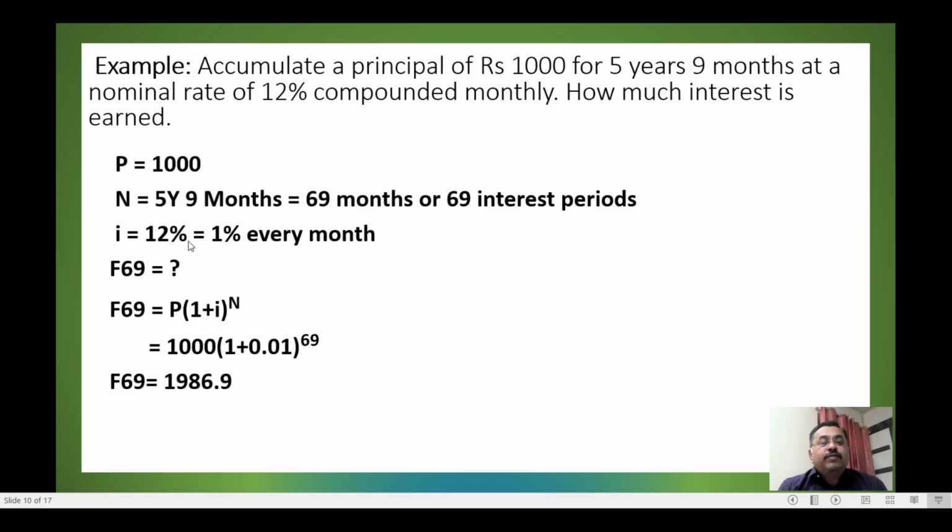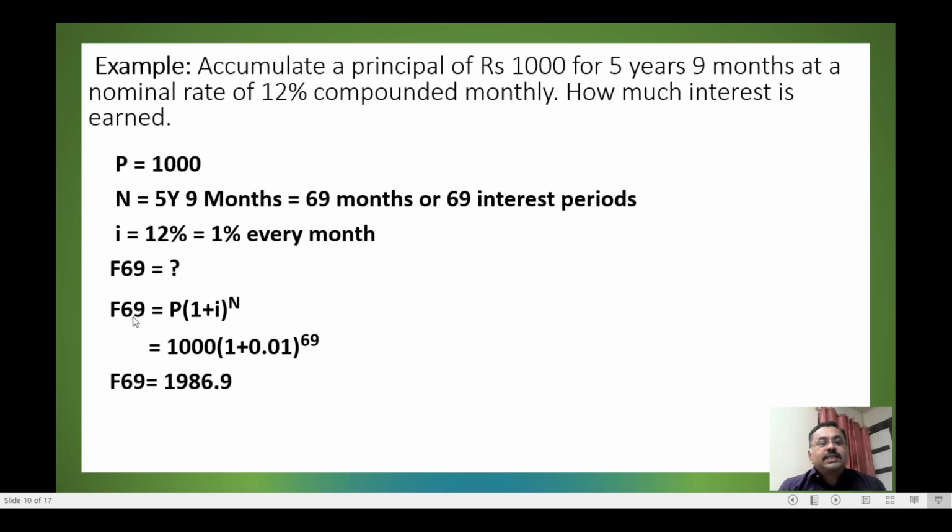And I is 12% per year, but that has to be converted into a month, that is 1% every month, because since N is in months here, interest also has to be calculated in months. So what is the total future amount for the 69 months? That has to be calculated.